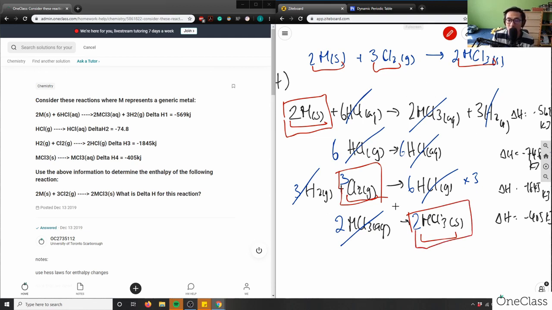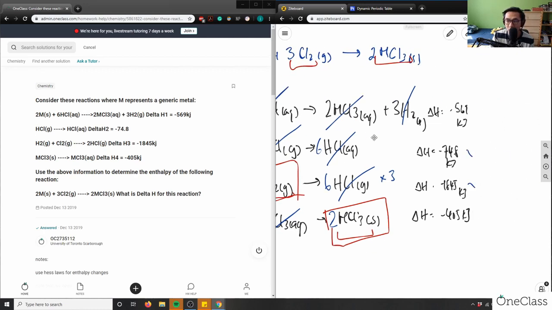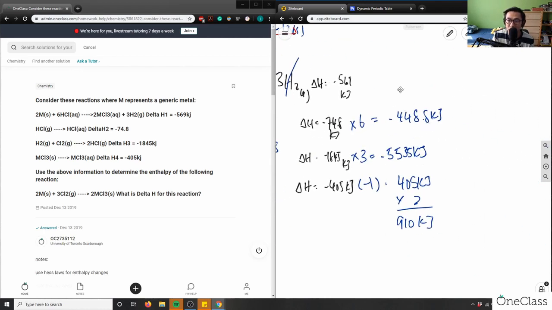So this is Hess's law. So that's what we did there. So this is perfect in terms of our reactions balancing out. And what I'm left with is all these enthalpies, right?